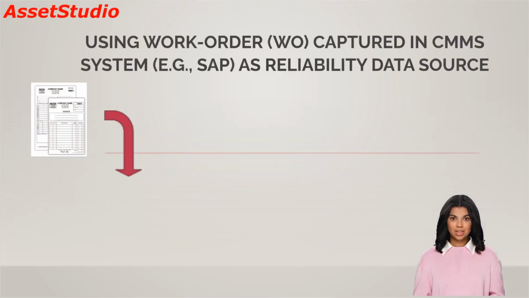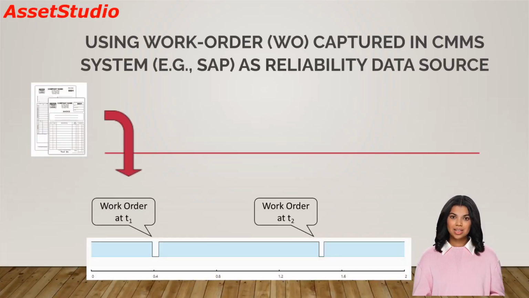Using work order as reliability data source to calculate equipment MTBF is a common practice in many big organizations. Meanwhile, there are also many software vendors exploiting this demand by providing applications that extract work order data to generate MTBF values for the corresponding equipment. This video describes the flaws in using work order captured in CMMS system to derive MTBF of equipment.